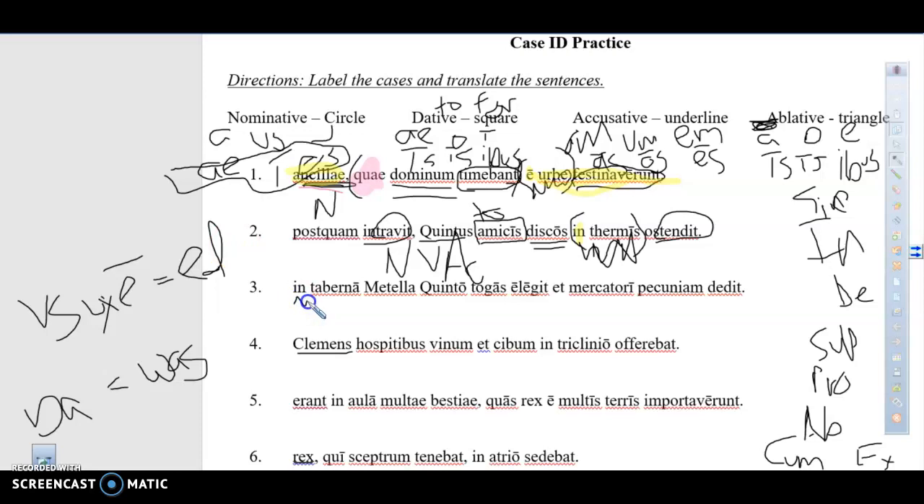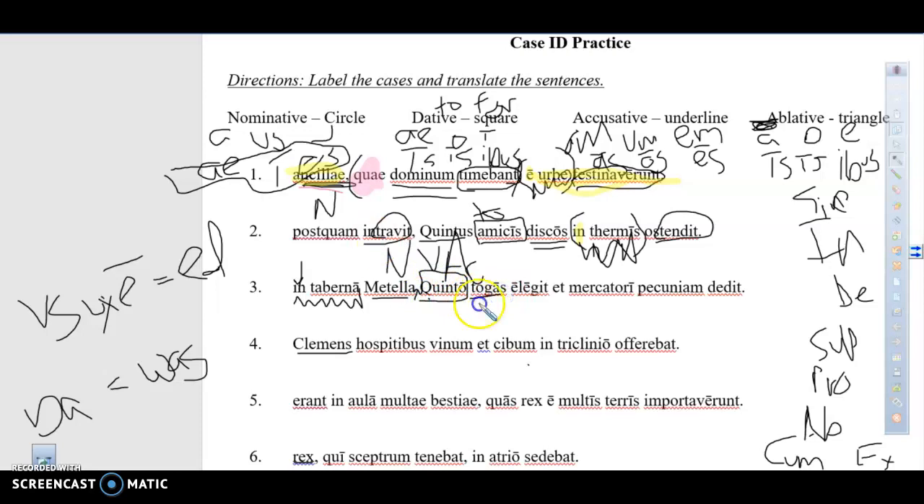Okay, you should have in taberna is ablative. If you make note of that long A, it's easy to pick out an ablative. Look at that short A of Metella, long A of taberna. Short A Metella, long A taberna. Also, the preposition in front of taberna will help you find the ablative. Metella was your nominative. Quinto. So, some of you have been confusing dative and ablative. Is there a preposition in front of Quinto? Is there a preposition right here to help you tell me this is ablative? No? Okay, then make it dative.